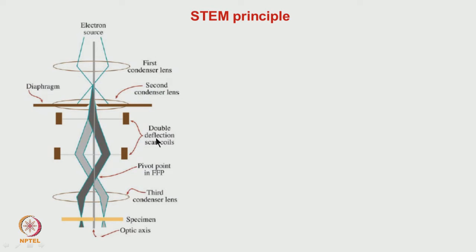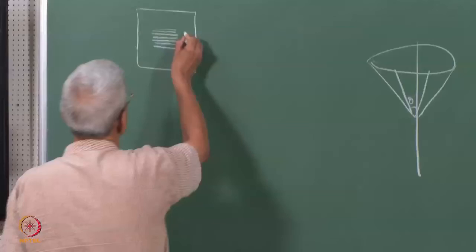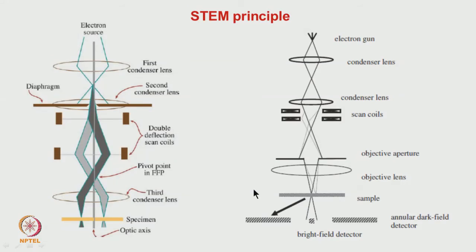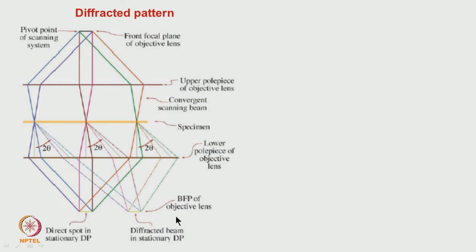Using these scanning coils, we can scan the beam across the sample surface, like I had mentioned here. Then what we can do is put a detector below that sample. We can have a detector, and as the beam passes through the sample, what is going to happen?